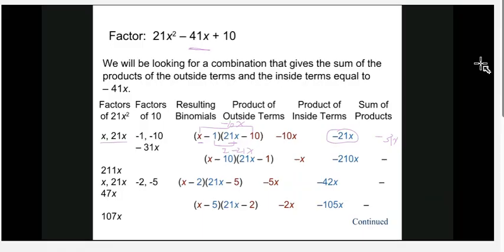If I place 10 in the front, 1 in the second one, this will make a difference because the coefficient is different. So my inner multiply, this one right here, will be negative 210x. My outer multiply here will be negative x. So if you add these two together, I got negative 211x. And that is not the middle term. So this one didn't work, that one didn't work either.